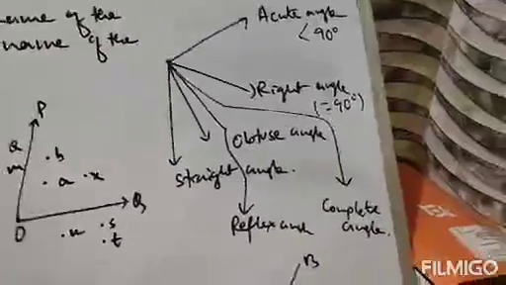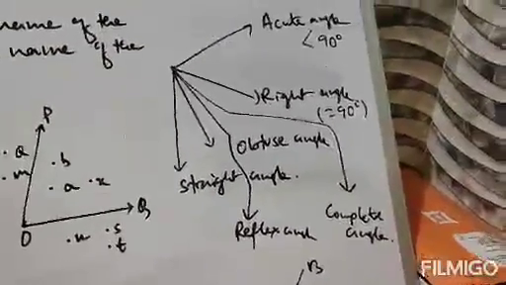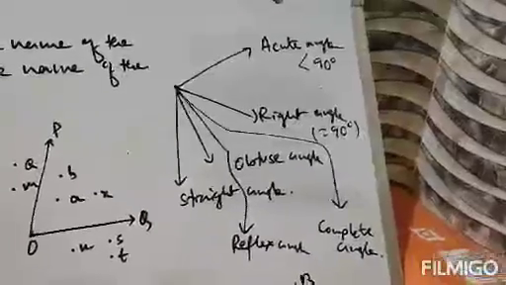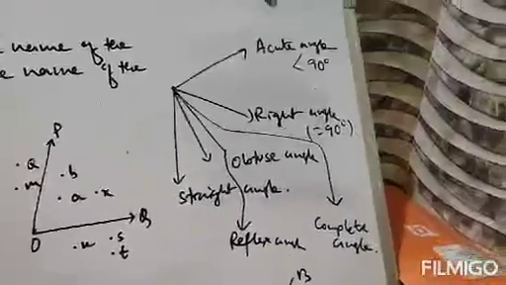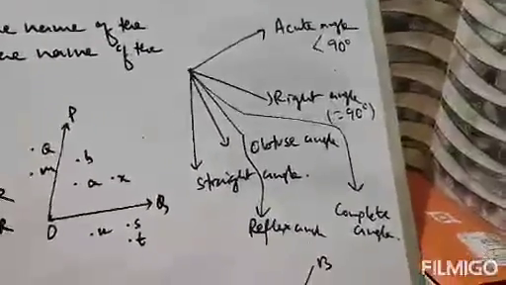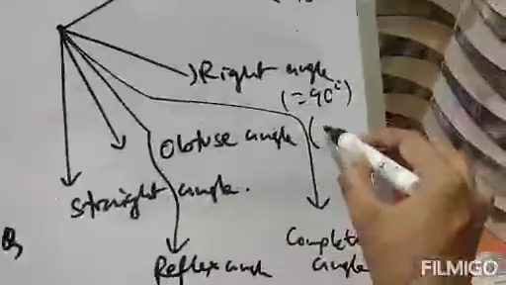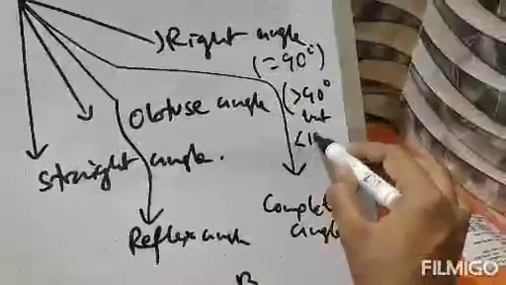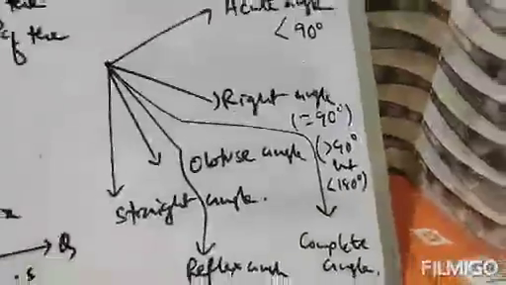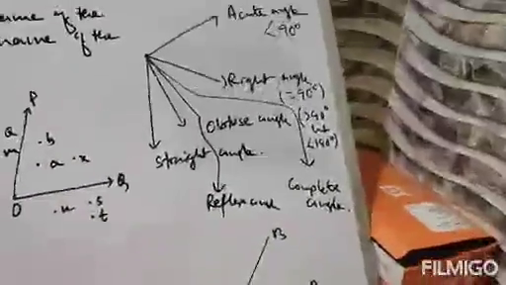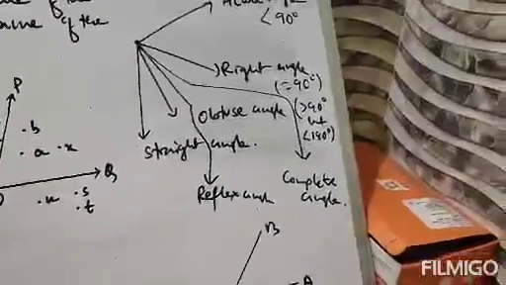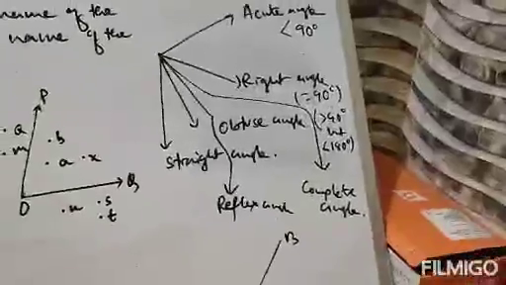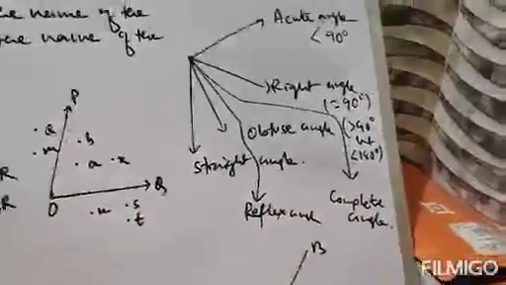Obtuse angle. Obtuse angle means an angle which is greater than 90 degrees but less than 180 degrees. That means the angle is greater than 90 degrees, but at the same time it will be less than 180 degrees. That is your obtuse angle.